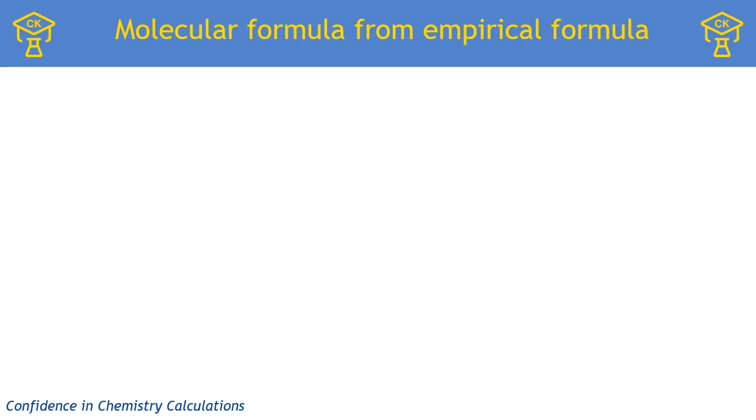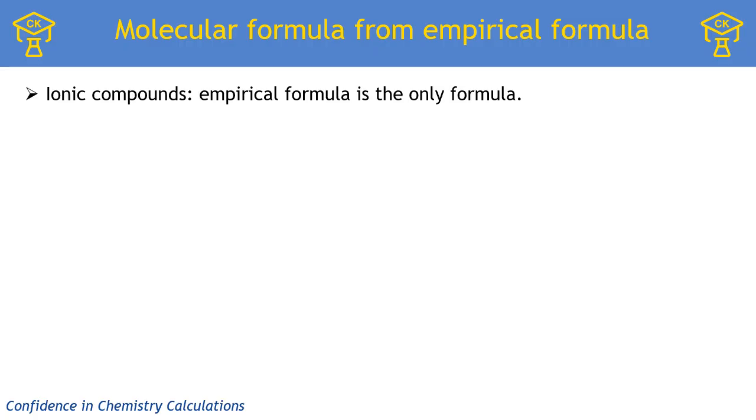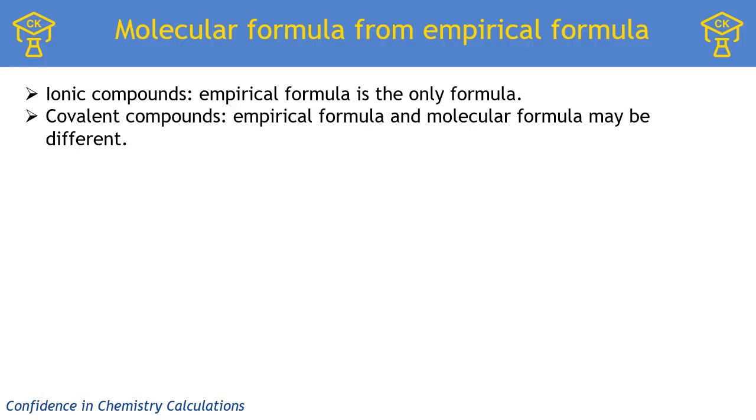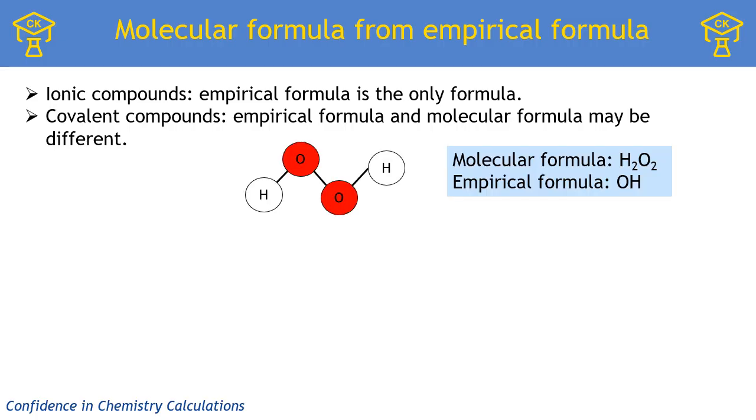How about this molecular formula thing? So far we've been sticking with empirical, but we said that for ionic compounds, that's okay, empirical formula is the only formula. For covalent compounds, however, empirical formula and molecular formula might be different. So, for example, the molecule hydrogen peroxide has the molecular formula H2O2. That's the actual numbers of oxygens and hydrogens that are covalently bonded together. But the empirical formula for that would simply be OH.